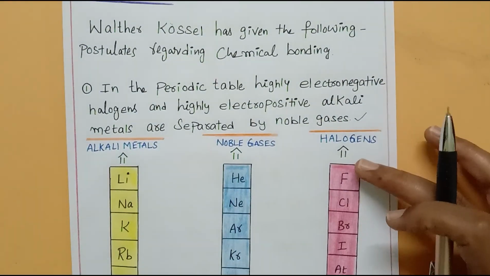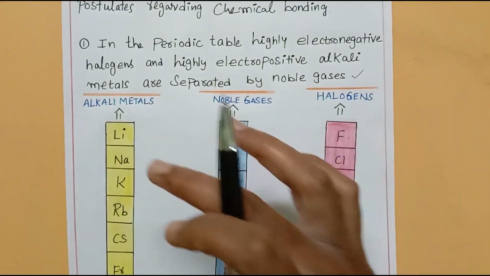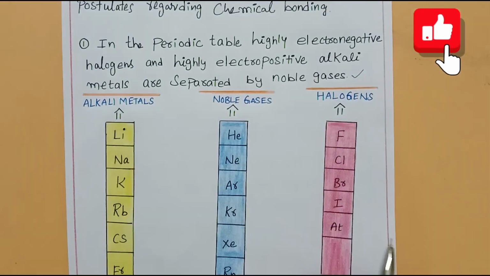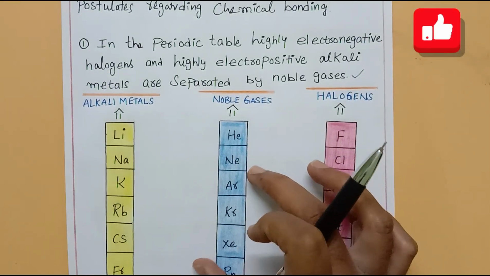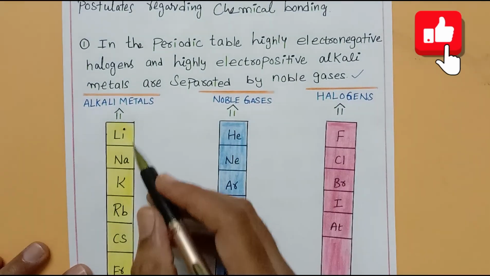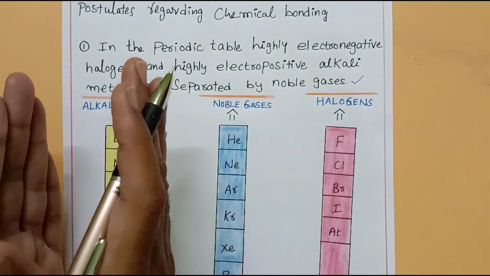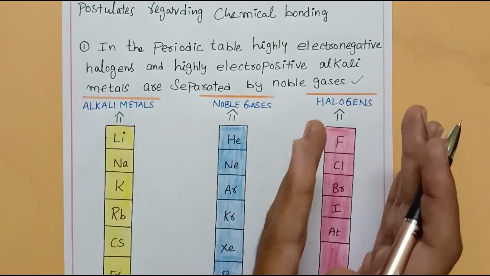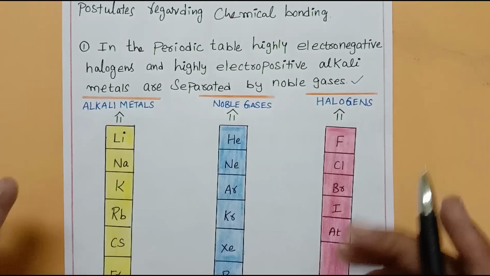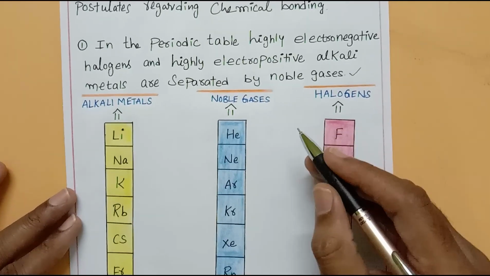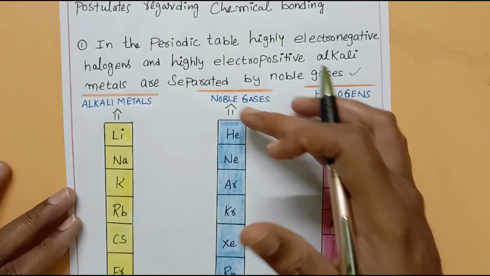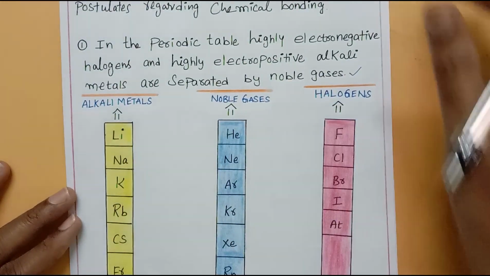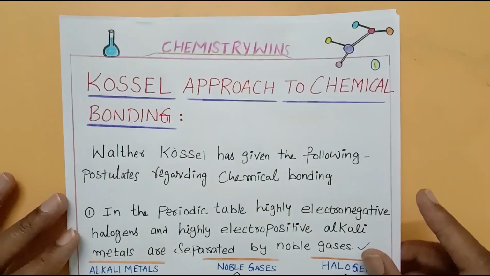The first point discussed in the Kossel approach is that in the periodic table, highly electronegative halogens and highly electropositive alkali metals are separated by noble gases, which do not react and have the stable octet configuration. On one side you have the highly electropositive alkali metals, and on the other side the highly electronegative halogens, both separated by the unreactive elements classified in group zero. Those are the noble gases.